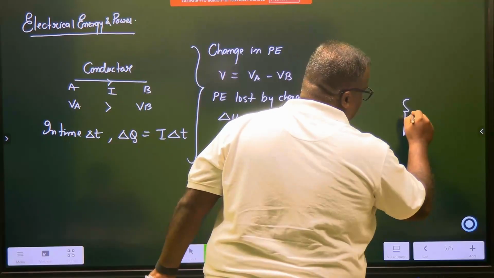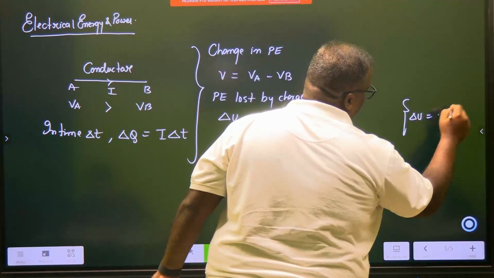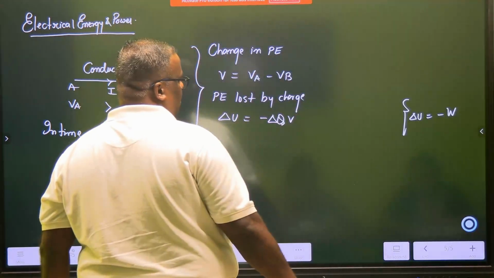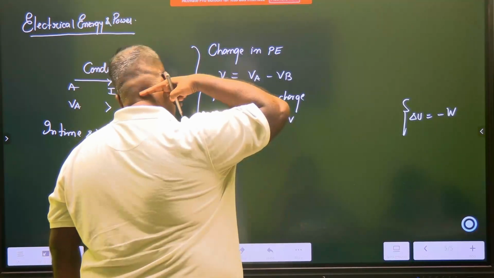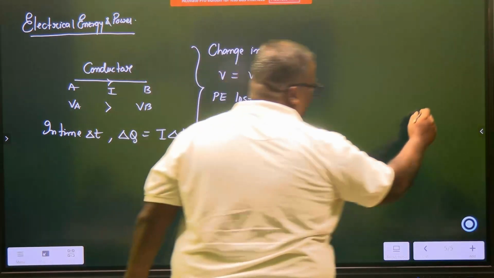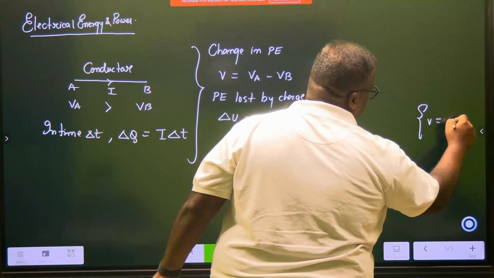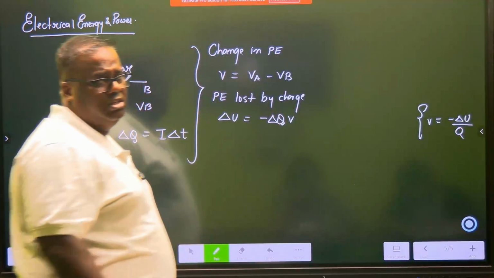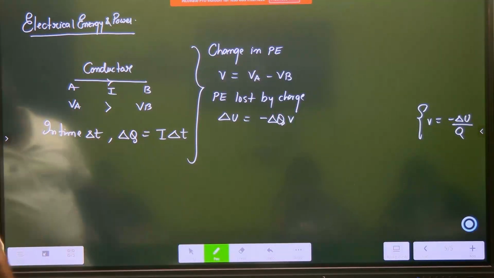We used to say change in potential energy is always equal to negative of the work done. The potential difference is negative of the change in potential energy divided by Q. This is W by Q. That same formula we have used here.